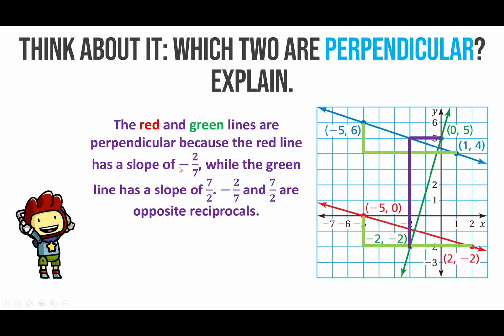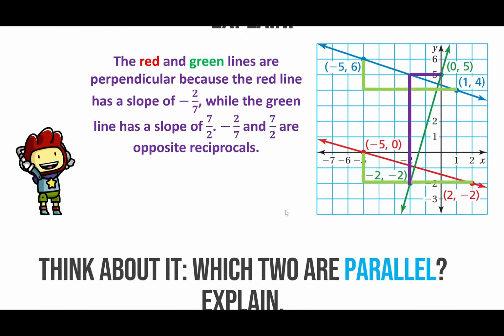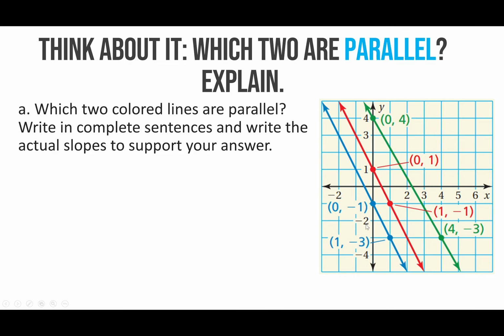So my answer is going to be the red and green lines are perpendicular because the red line has a slope of negative 2 over 7, while the green line has a slope of positive 7 over 2. Negative 2 over 7 and 7 over 2 are opposite reciprocals, okay? Opposite reciprocals. Whew, okay, how about this one right here?